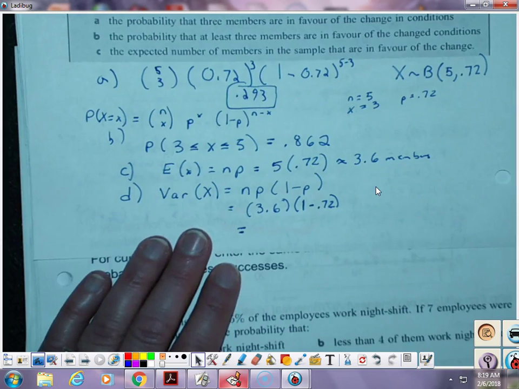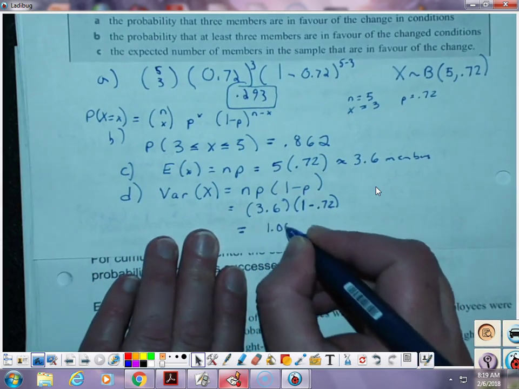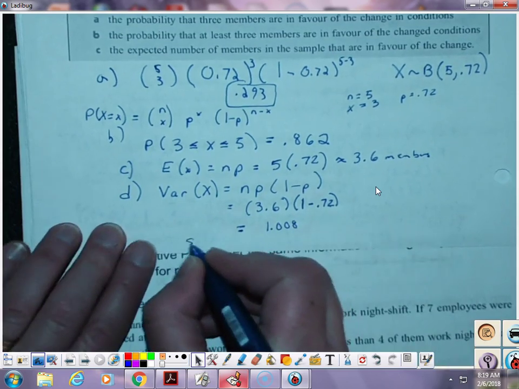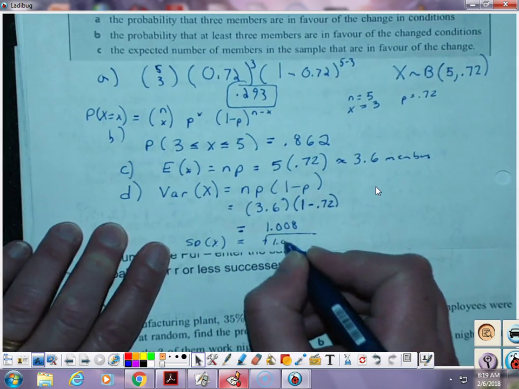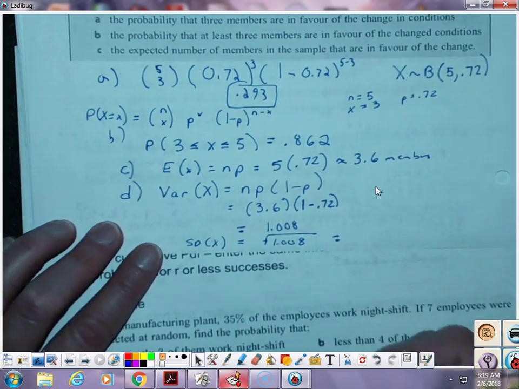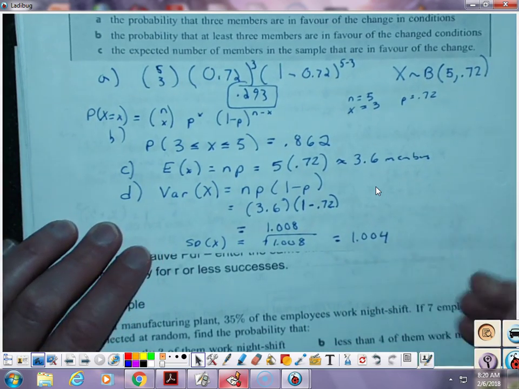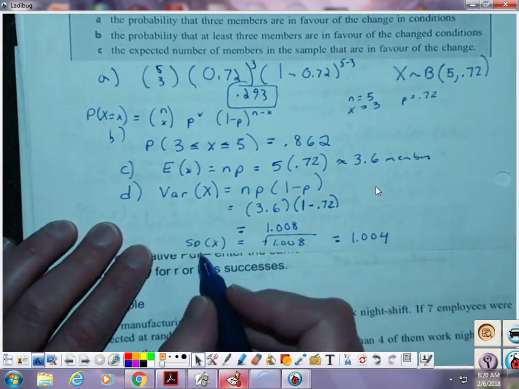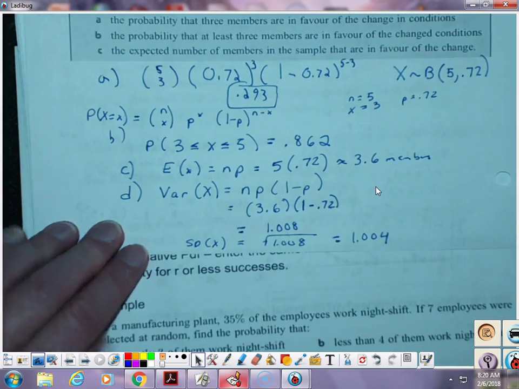1.008. That's what this is. Okay, and what if they asked you for the standard deviation? Square root of that bad boy, I have been told. 1.004. SD, like standard deviation. What? That would have been too easy, Dana.